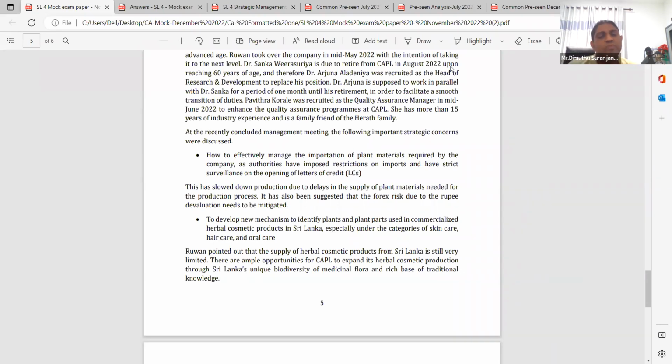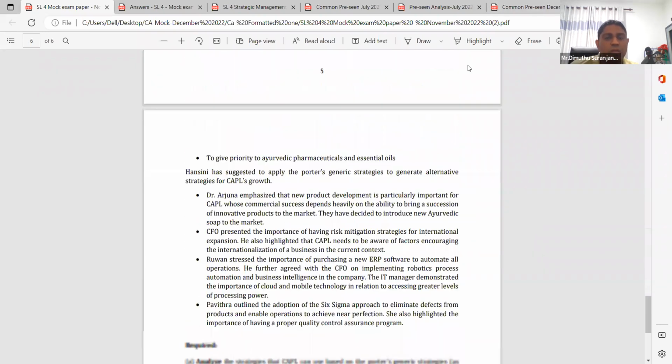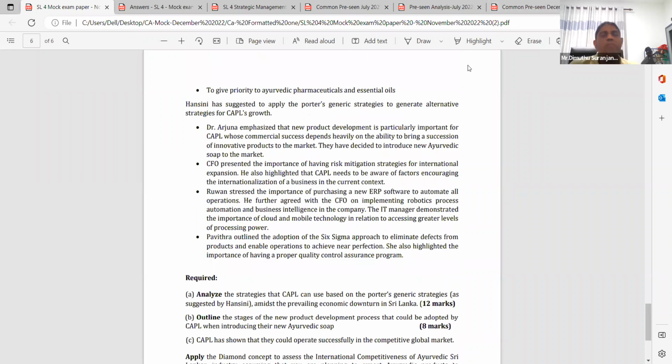To develop a new mechanism to identify plants and plant products using commercialized herbal cosmetic products in Sri Lanka, especially under categories of skin care, hair care, and oral care. One pointed out that the supply of herbal cosmetic products from Sri Lanka is still very limited. There are ample opportunities for CAPL to expand its herbal cosmetic products through Sri Lanka's unique diversity of medicinal flora and rich base of traditional knowledge. To give priority to Ayurvedic pharmaceutical and essential oil, Hansini has suggested to apply the Porter generic strategy in all time studies for CAPL's goal.